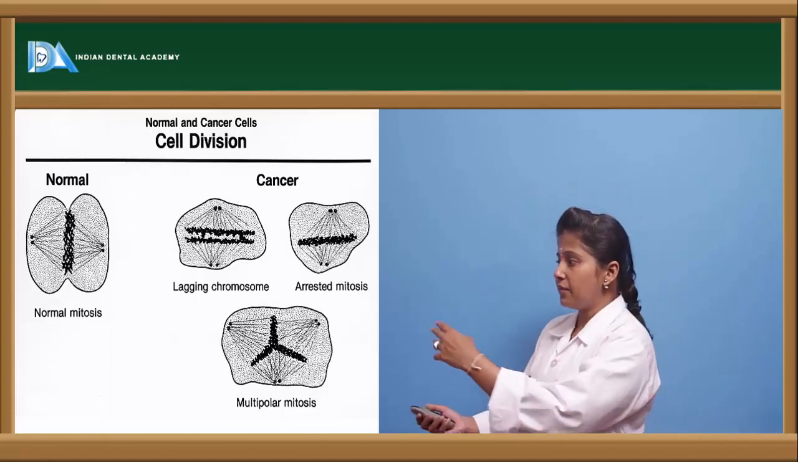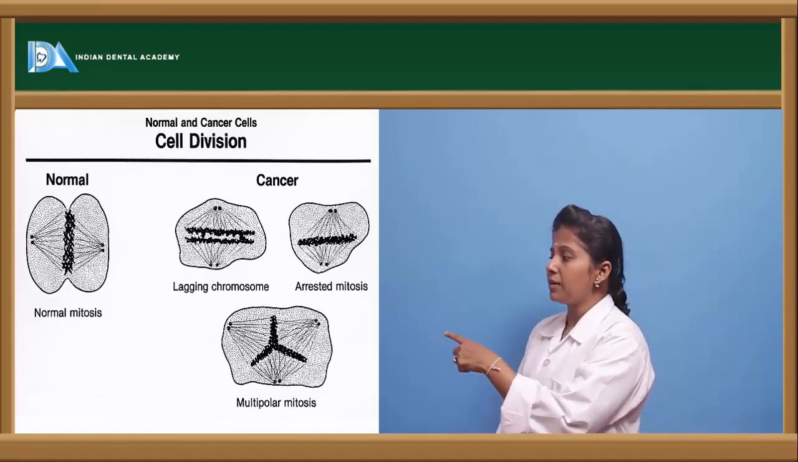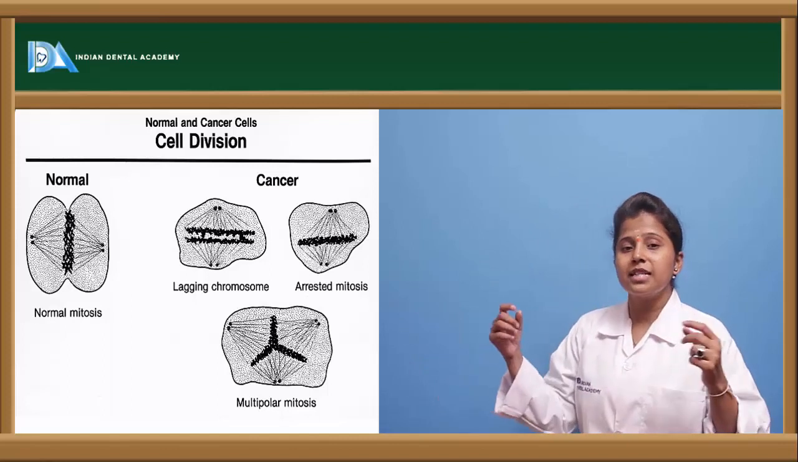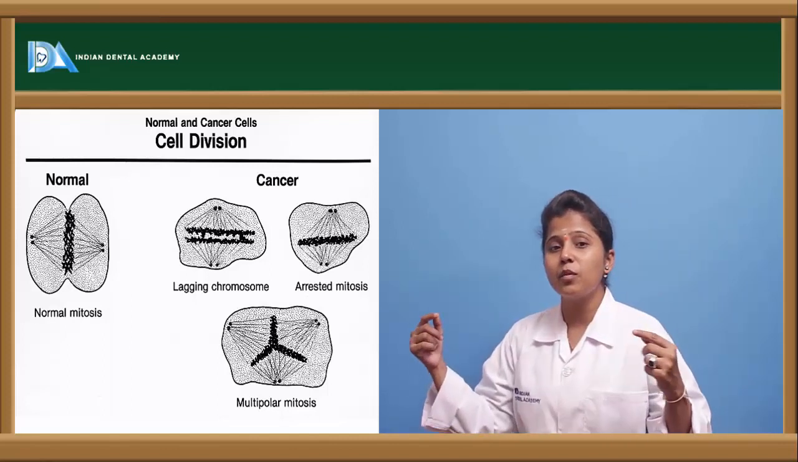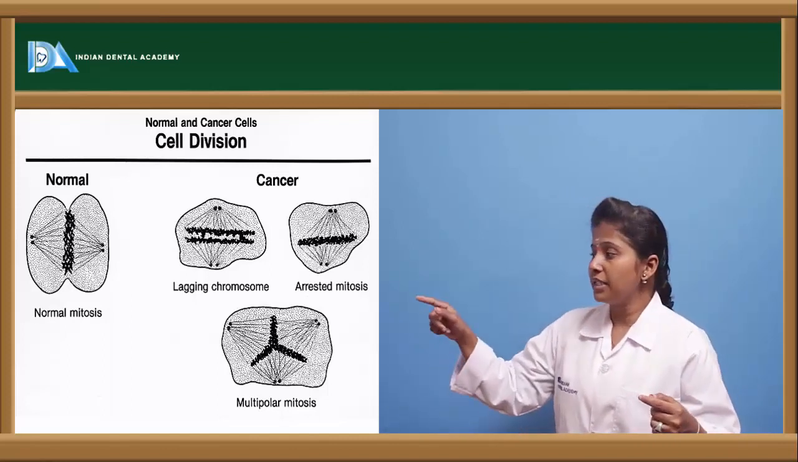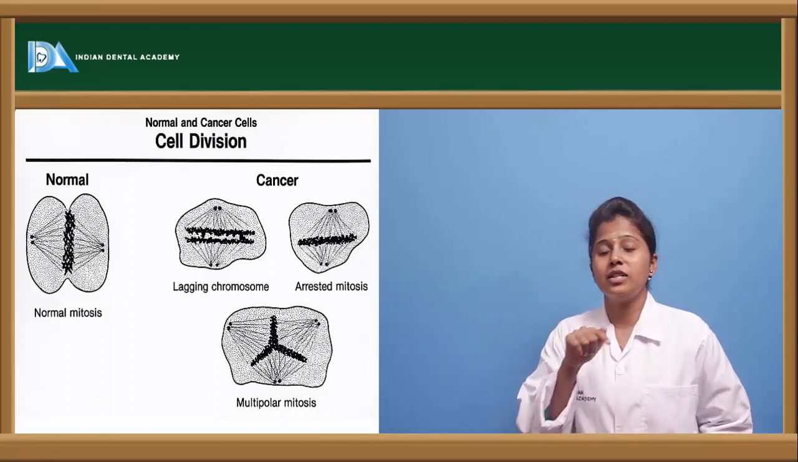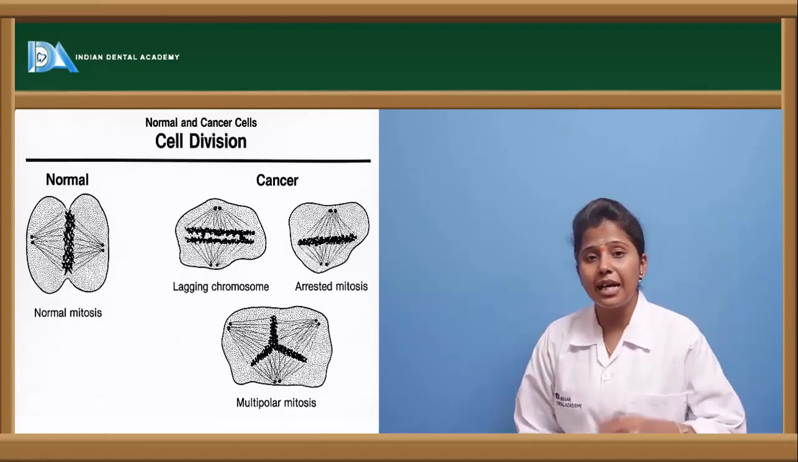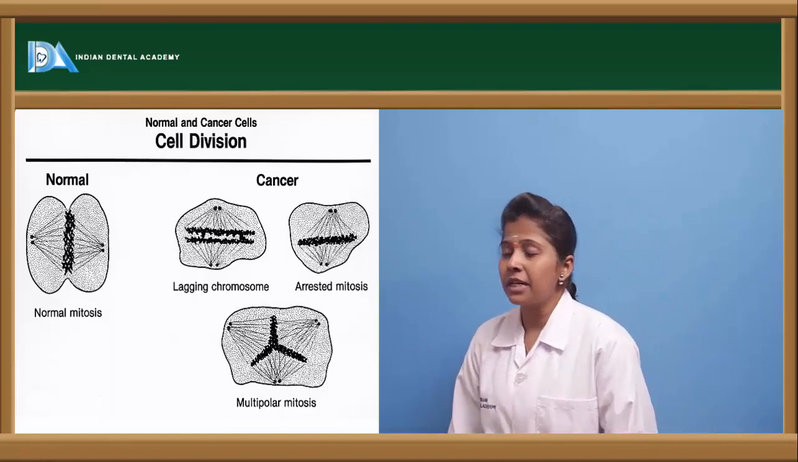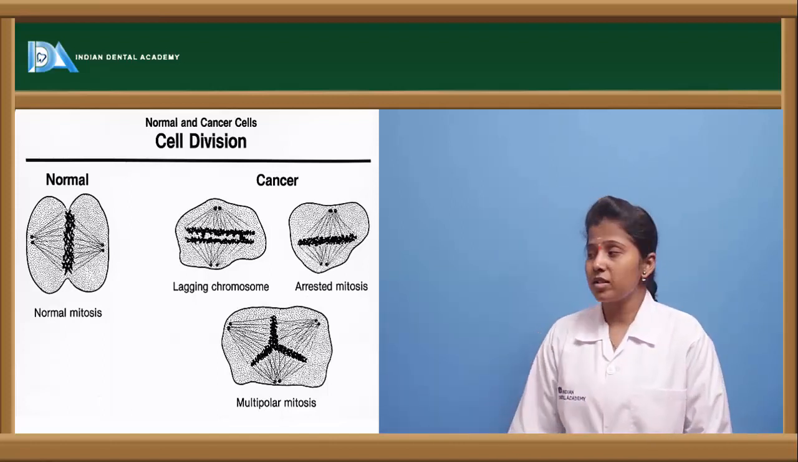And if we see here, the multipolar mitosis. Usually the spindle fibers initiate from only one end, but here we see the spindle fibers are initiating from many ends. So here we can observe multipolar mitosis in the cancer cells.